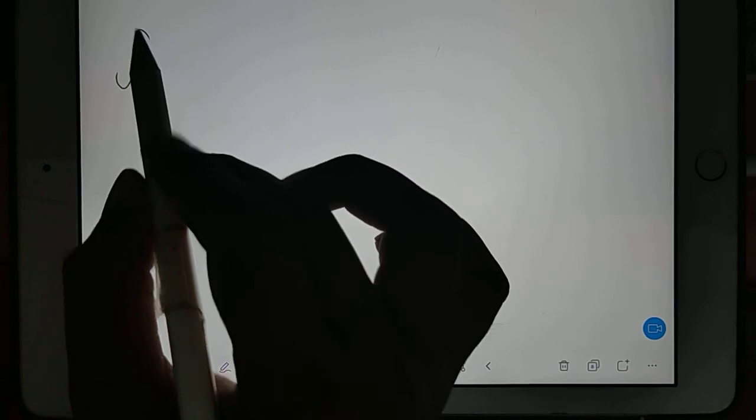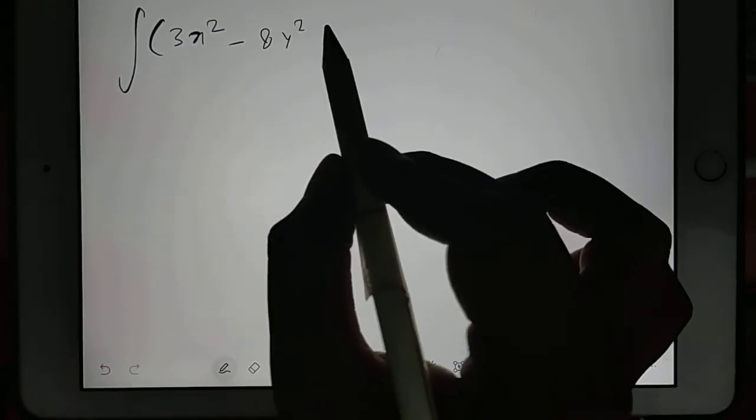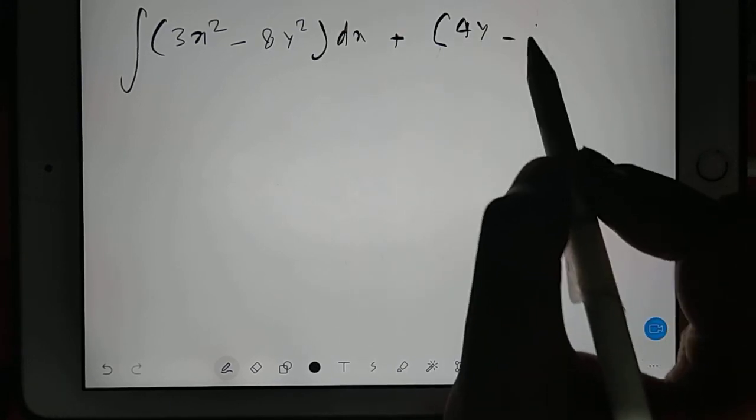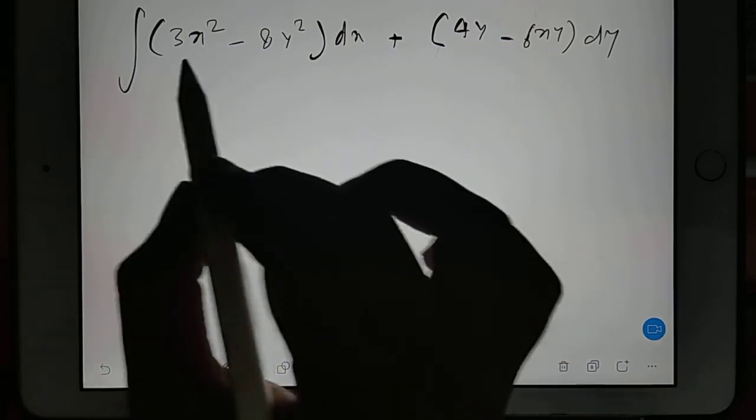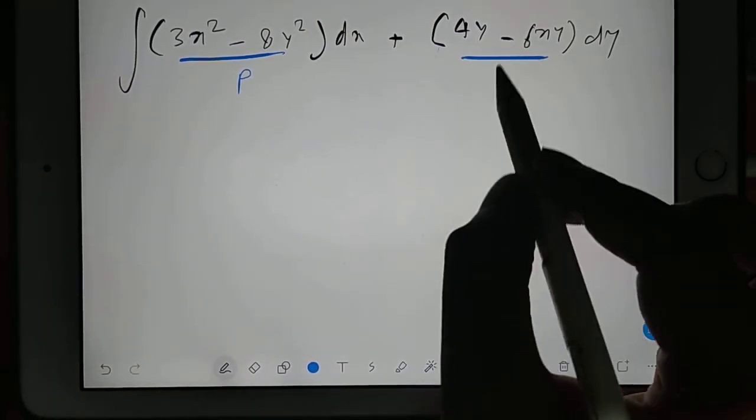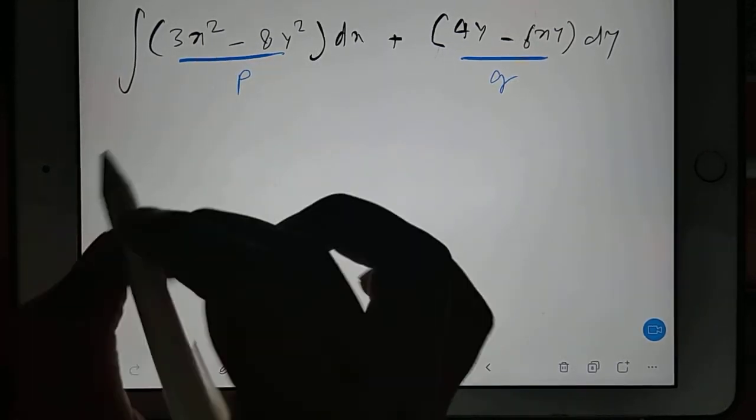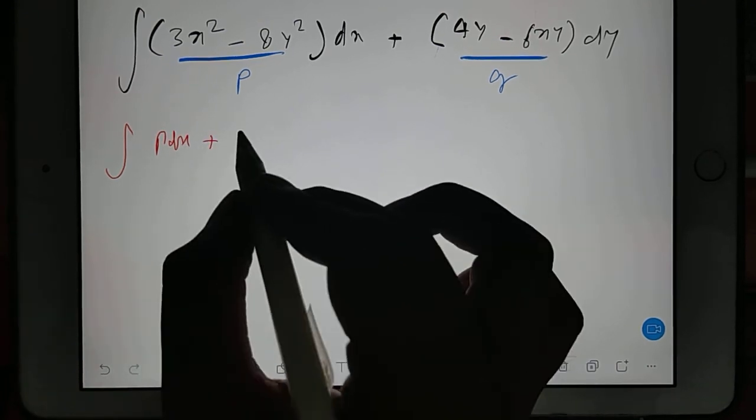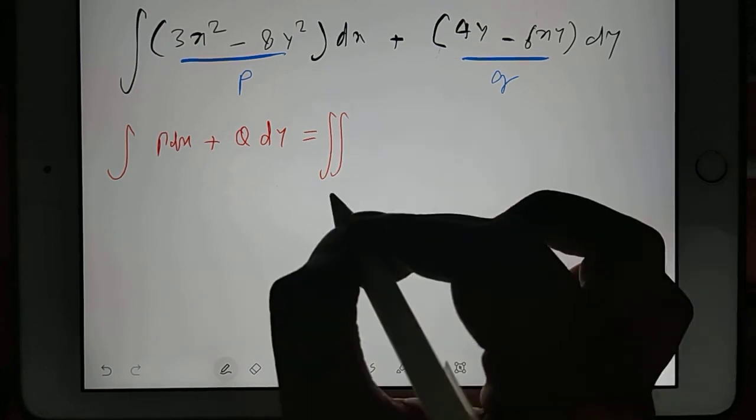This integration was given as 3x square minus 8y square dx plus 4y minus 6xy dy. What you have to do, this part consider as p, this part consider as q, then go for differentiation and substitute in the Green's theorem. What is Green's theorem? P dx, I am writing loosely. I am not bothering about c and cyclic and those things. Simply loosely, just to increase the speed, I am writing like that.